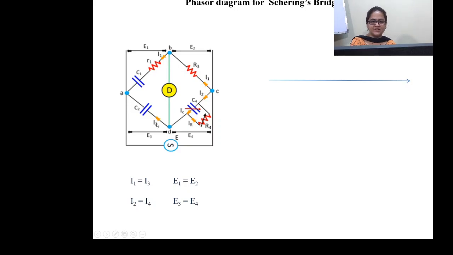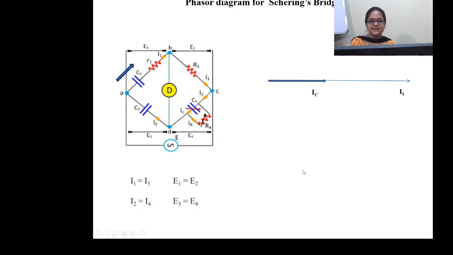The only difference is of notations. Here E2 and E3 are represented in reverse way, so please try to make the changes over here. Okay, let us see I1. The very first component is C1.